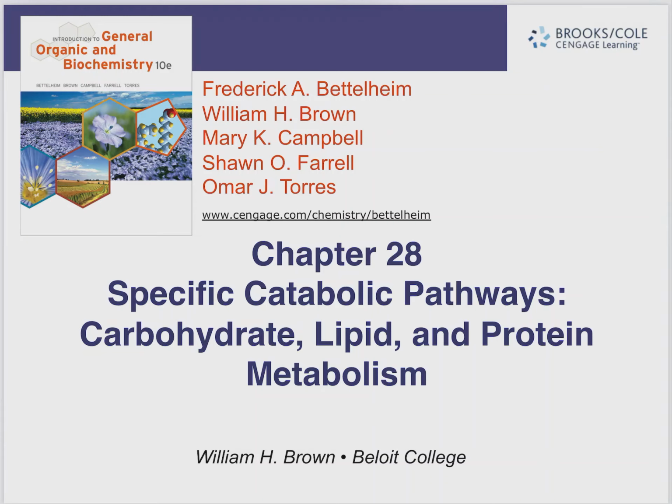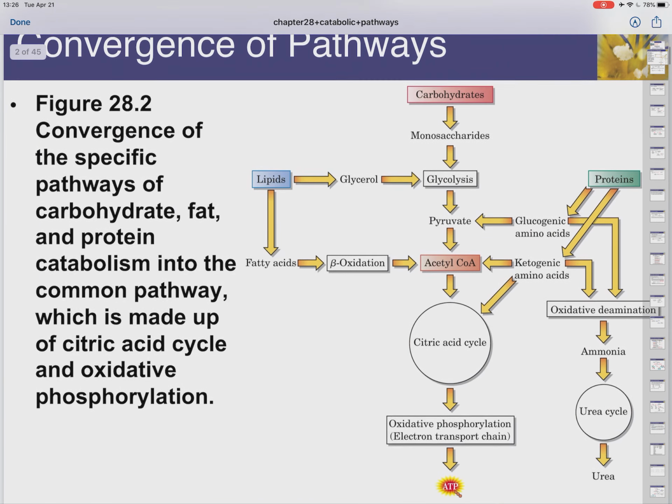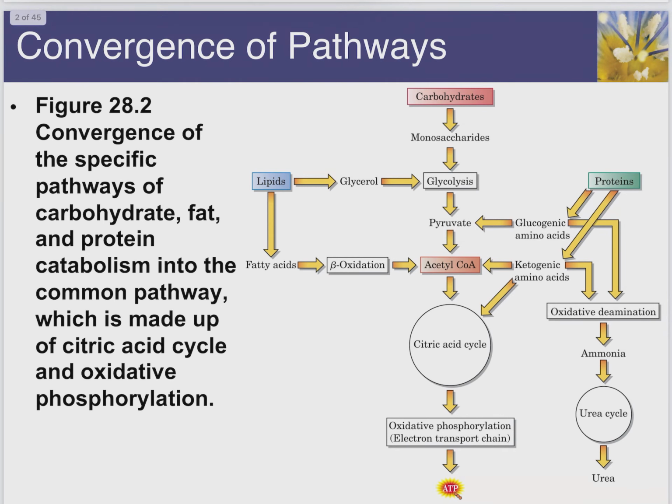This one is on specific catabolic pathways. We're going to look at some more details of how carbohydrates enter into the citric acid cycle, which we explored last time. We're going to look at how lipids and proteins also work their way into these metabolic pathways. So we'll start with the convergence.